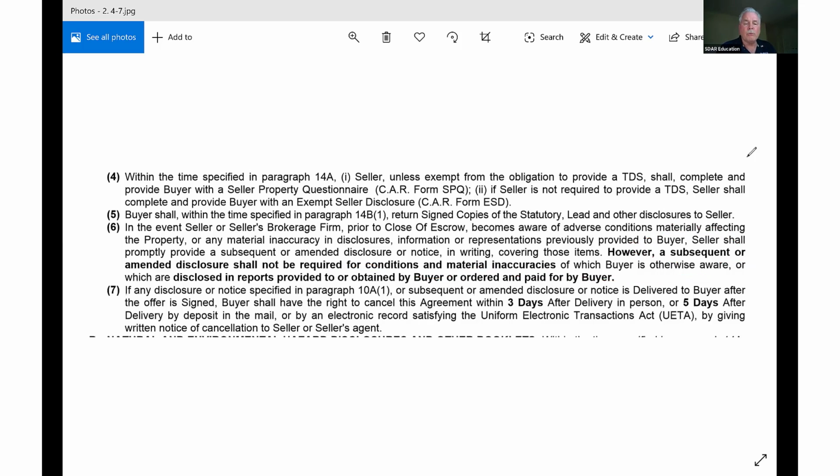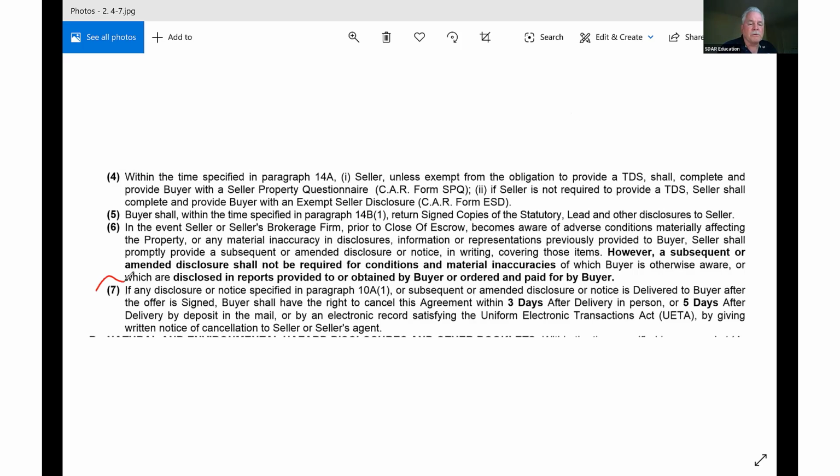All right. Which are disclosed, here it is, which are disclosed in reports provided to or obtained by the buyer or ordered and paid for by the buyer. So the buyer discovers new things. It does not trigger the Civil Code 1102.3 right to rescind the contract. It just says that the buyer has learned new things, which may give them rights under the contract to cancel, but it doesn't give them the right to rescind the contract. Rescission, again, being very powerful. It says give them back their money, let them go away. This is a very charged legal issue. We might get into a legal battle over a contractual right to cancel, but it's not as likely to happen in a rescission right or statutory right.